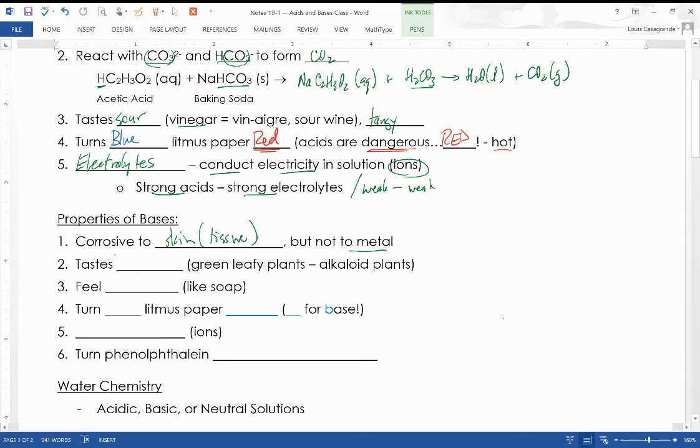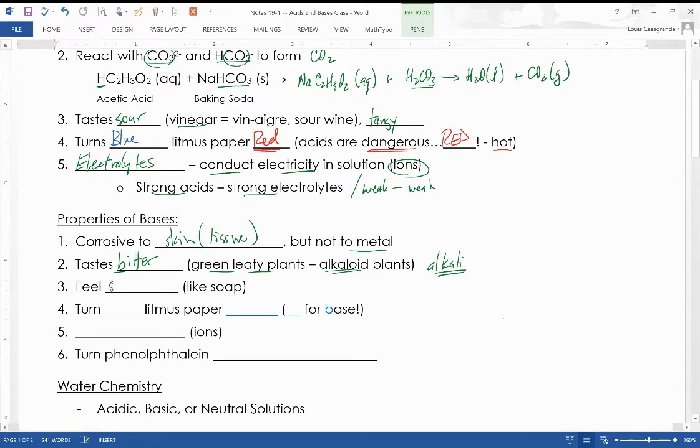Bases taste bitter. So bases are bitter. There's a B and a B going together to help you with that. If you think of green leafy plants, things like broccoli rabe or kale, these are what are called alkaloid plants. And bases are called, there's another word for bases, alkalis. And so that is another word for base. Yes, it's the same alkali as alkali metals, and we'll see these in a few minutes.